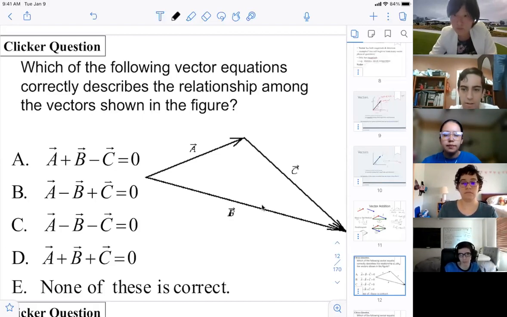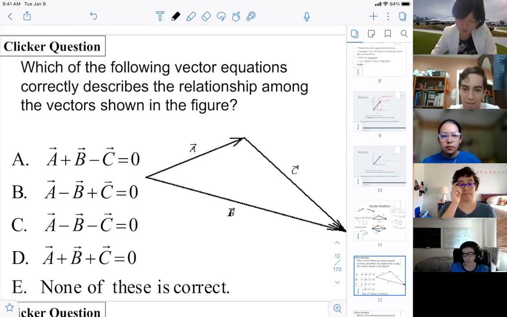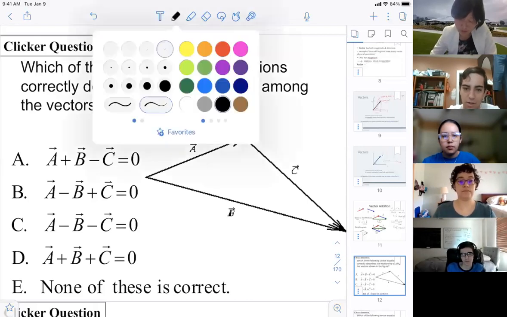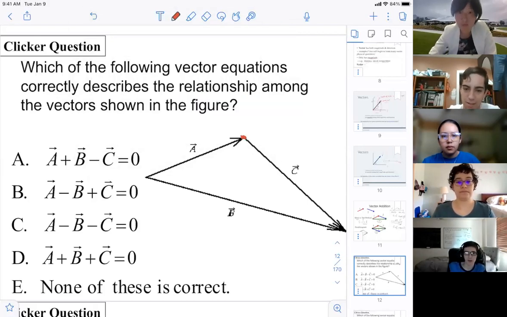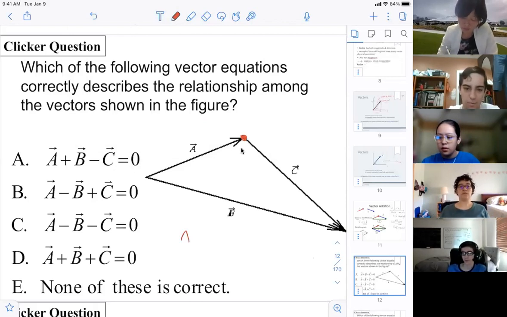I thought about it using the head to tail addition. So I noticed that the head of A was at the tail of C. So then drawing the line from A to C gives us B, right? So I was like, okay, A plus C equals B. But since we have everything set to 0, if you subtract B over, it would be vector A minus vector B plus C equals 0. So that's how I did it.